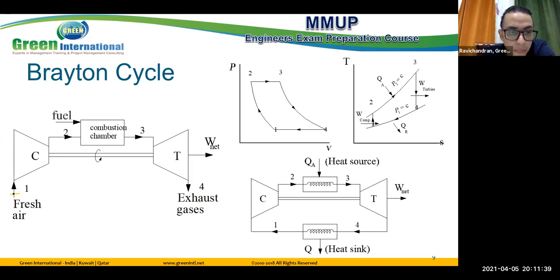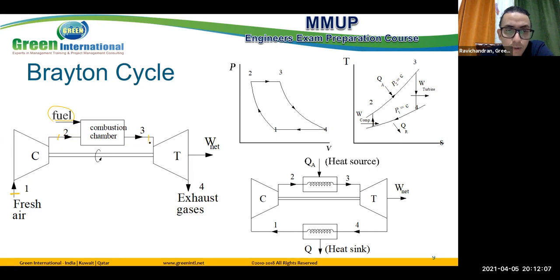Start point one here, fresh air, compress this air here, isentropic compression. Almost all cycles we study here, turbine, compressor, pump, are isentropic processes, whatever compression or expanding. Two here is after compression, going to the combustion chamber where it is mixed with fuel. The output is products, and sometimes we say exhaust gases.